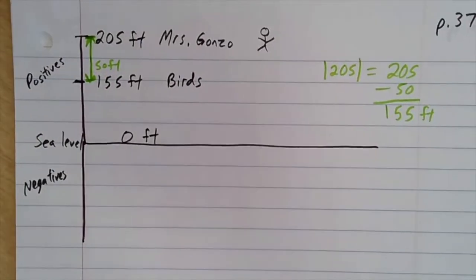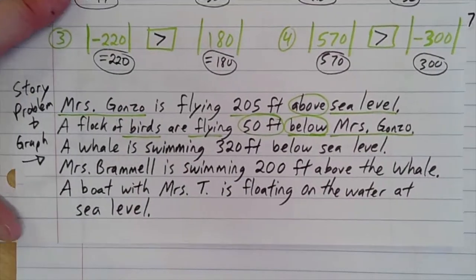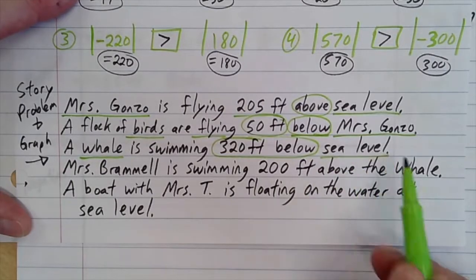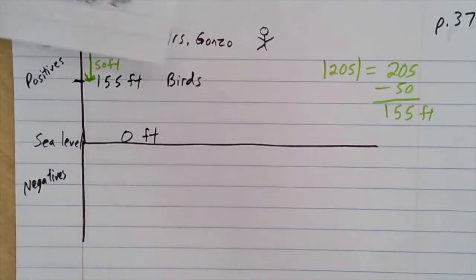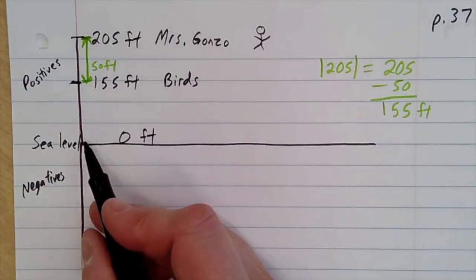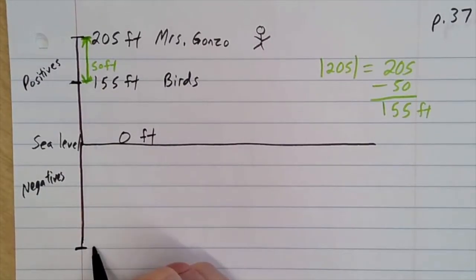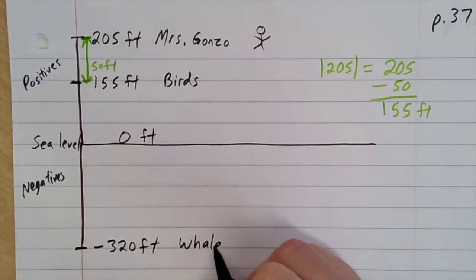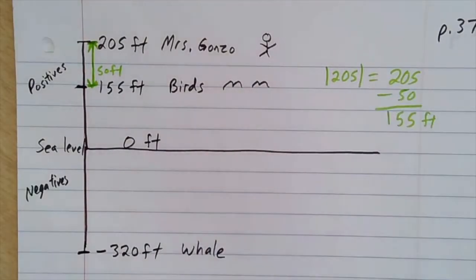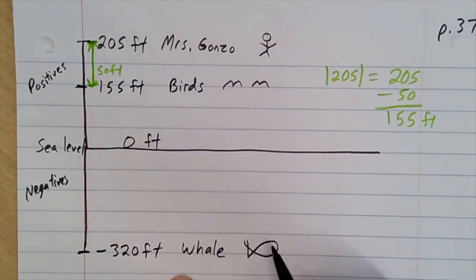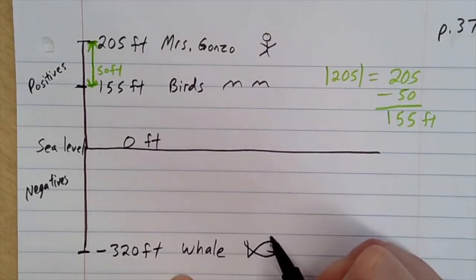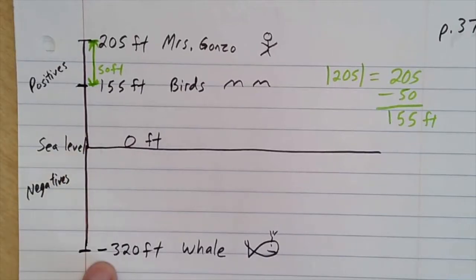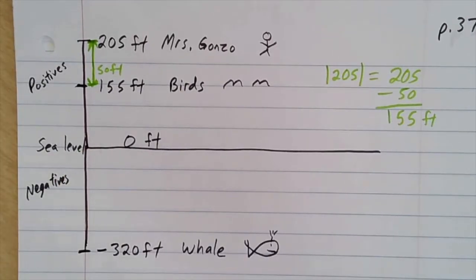The next clue in our story talks about the whale that's swimming 320 feet below sea level. So below means we're going to be in the negatives. So we'll put the whale down here, and we'll call this negative 320 feet, and that is the whale. Oops, I forgot to put my birds up here. So the whale negative tells you that it's because it said it below sea level, so it's negative, so that's down there.